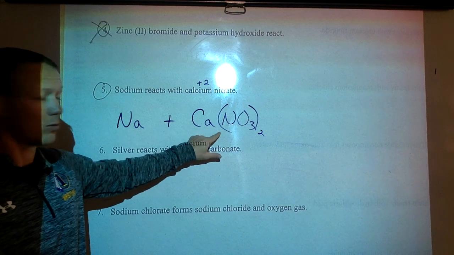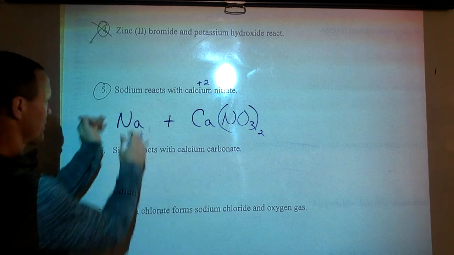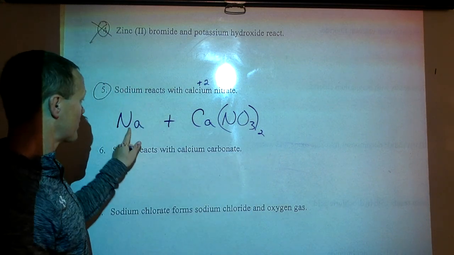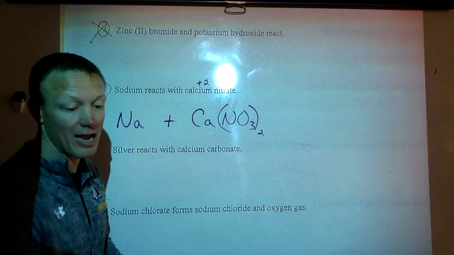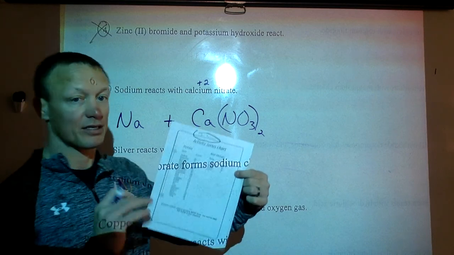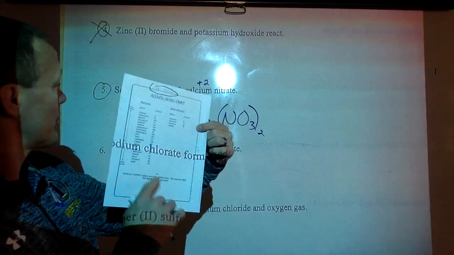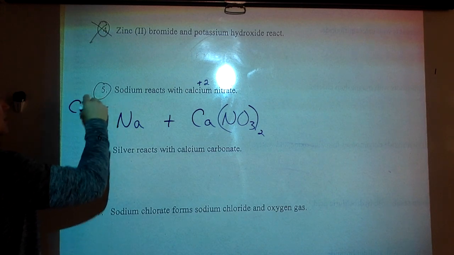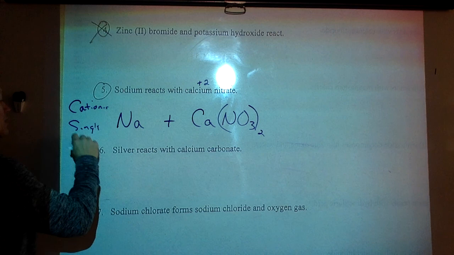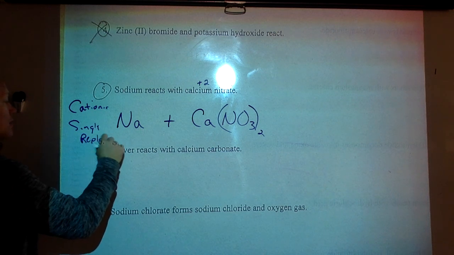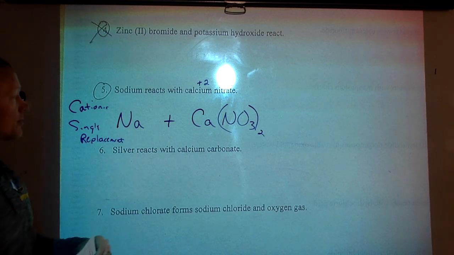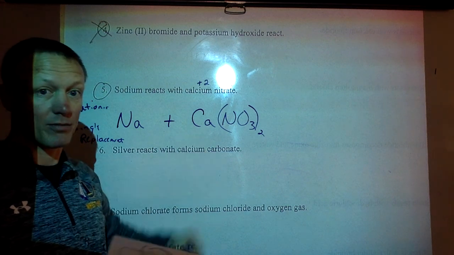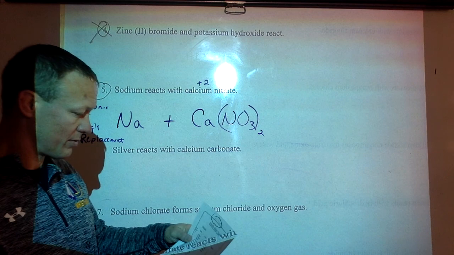Element with a compound. That's a single replacement. This is the element by itself. Try to replace one of these elements. This is a positive and that's a positive, so this is a cationic single replacement. Again, that means it's coming off of this list. So we need to look up here. So it's cationic single replacement. So sodium has to be higher on the list than calcium for this reaction to happen.